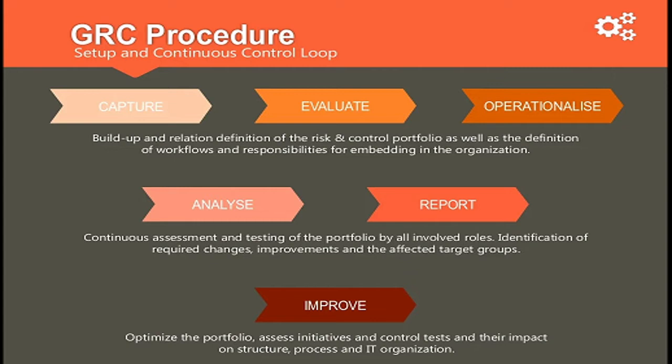It means you can easily understand the definition as well: build-up and relation definition of the risk and control portfolio, the definition of workflow and responsibility for embedding in the organization, continuous assessment and testing of the portfolio by all involved, role identification of the required changes, improvement for the affected target group, and we can improve after the reporting. If before anything happens we receive a report that something went wrong in this area, then definitely we can improve. This helps us optimize the portfolio and assess initiatives and control tests and their impact on structure, process, and the IT organization. So this is the overall GRC procedure.